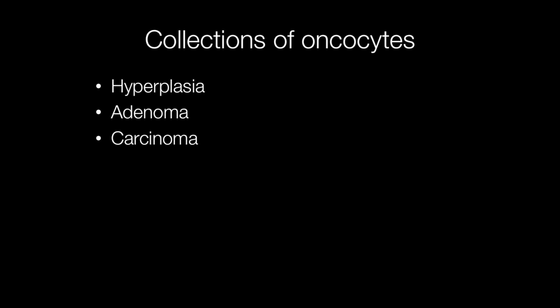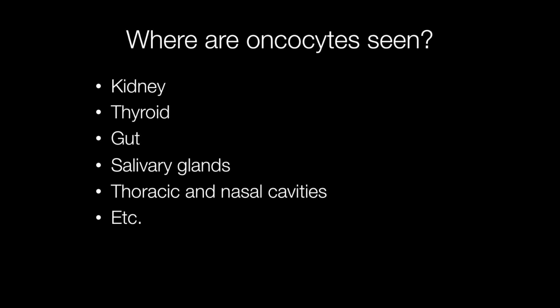Collections of oncocytes may be seen as a result of hyperplasia, adenomas, or carcinomas. Oncocytes may be seen in tissues including the kidneys, thyroid, gut, salivary glands, thoracic and nasal cavities, to name but a few.